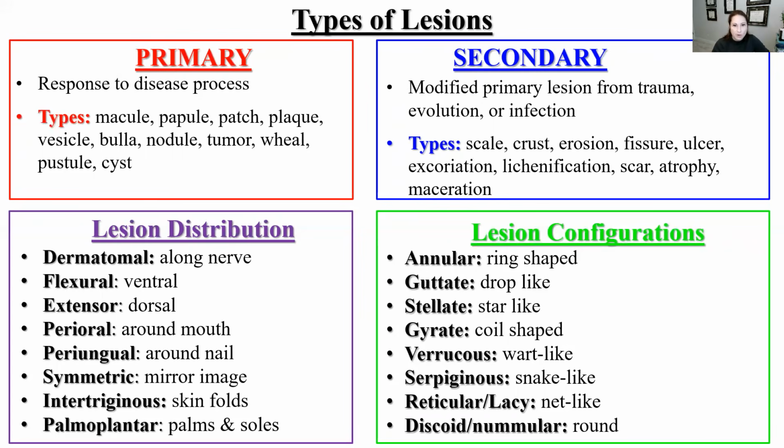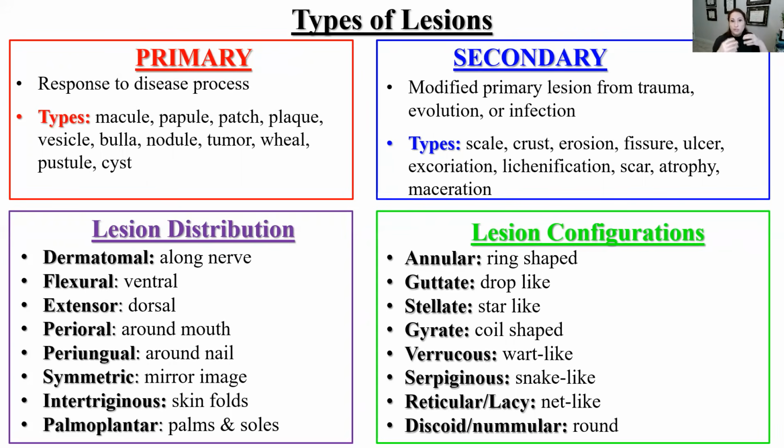If we look at the bottom part of this slide, this helps us to describe the patterns and the appearance of the lesions. So let's start with the lesion distribution. If it's a dermatomal pattern, it's along a nerve tract, something like shingles. Flexural is on the ventral surface. Extensor is on the dorsal surface. Perioral is around the mouth. Periungual is around the nail beds of the toenails and the fingernails.